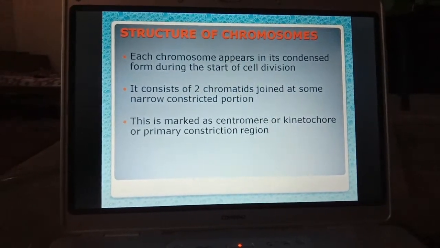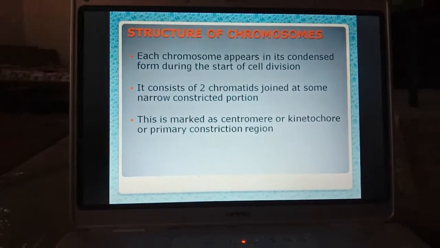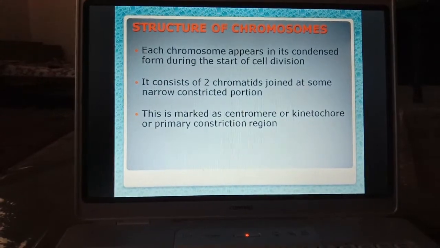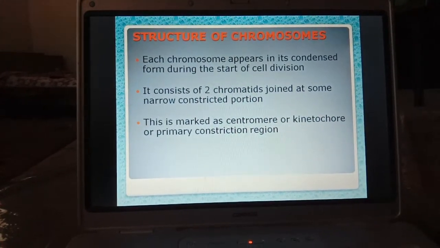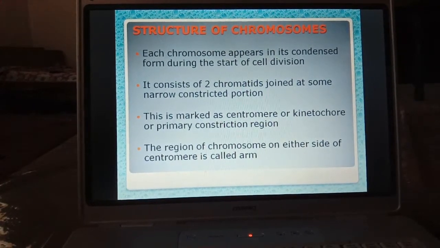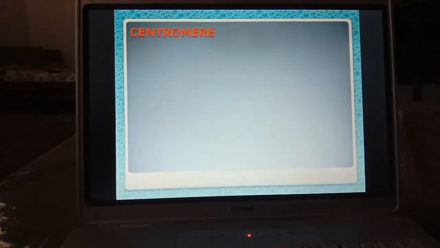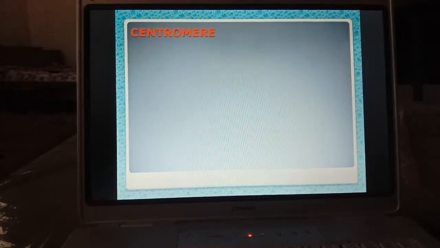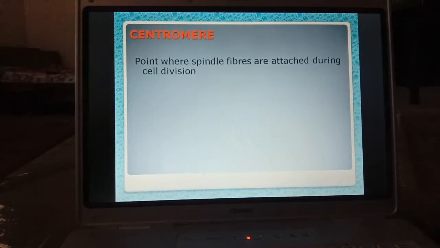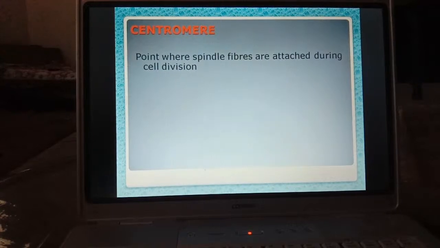It is marked as centromere. I had told you its name is centromere also. It can be called a kinetochore or primary constriction region. The region of chromosome on either side of the centromere is called arm. What is centromere? It is a point where spindle fibers are attached during cell division.